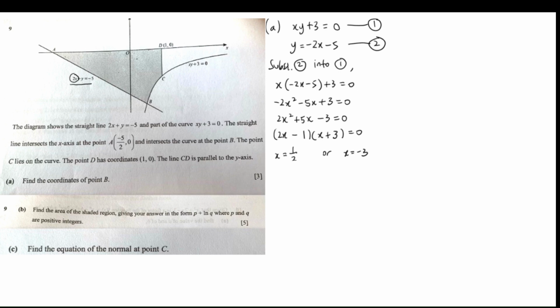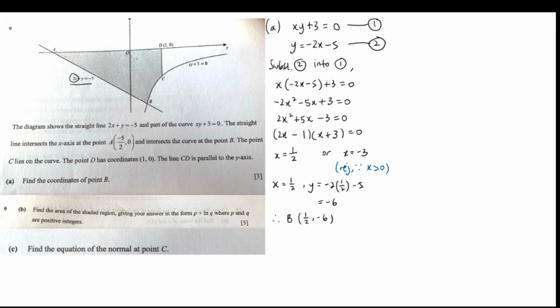So actually, the curve and the line will have 2 points of intersection, just that now in part A, to find the coordinates of B, you will focus on the x coordinate that gives you a positive value, because point B is located at the positive region of the x-axis. So with that, I'll be rejecting x equals negative 3 because x must be more than 0. So you need to find the full coordinates when x is equal to half. Sub into equation number 2, negative 2 times half minus 5 will give you negative 6. So therefore, the coordinates of point B will be half comma negative 6.